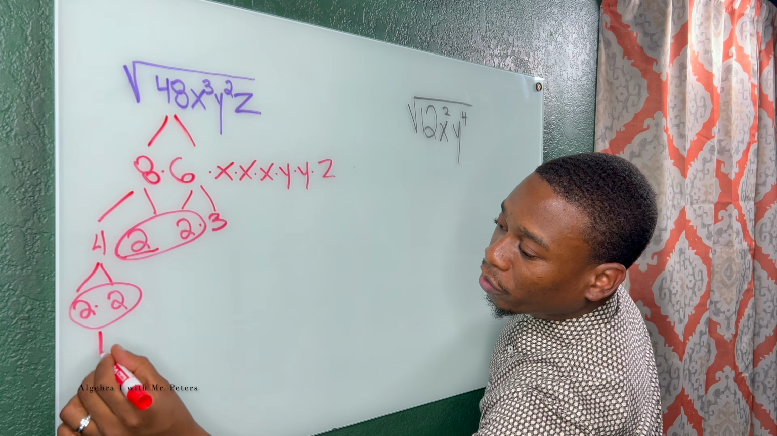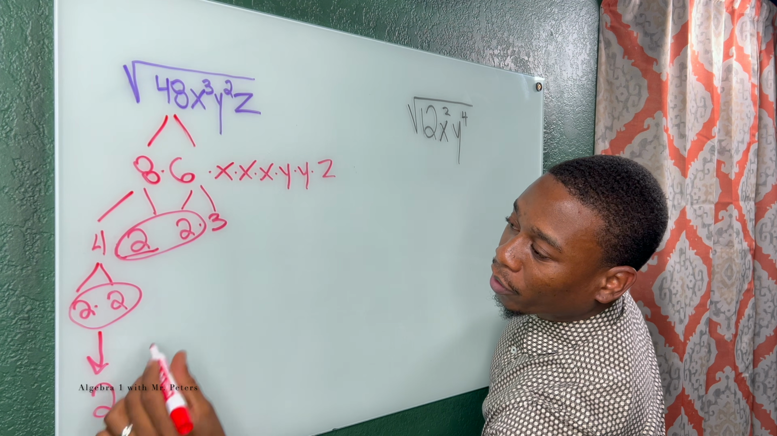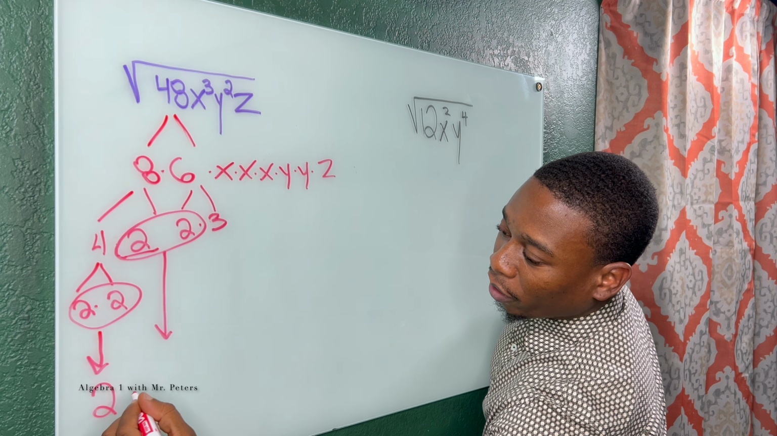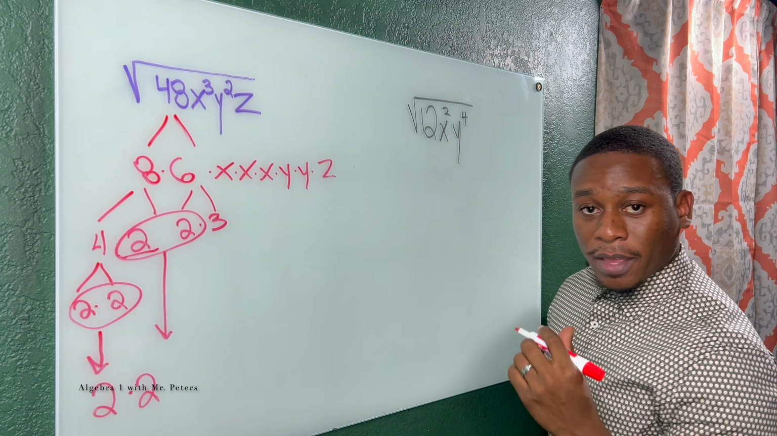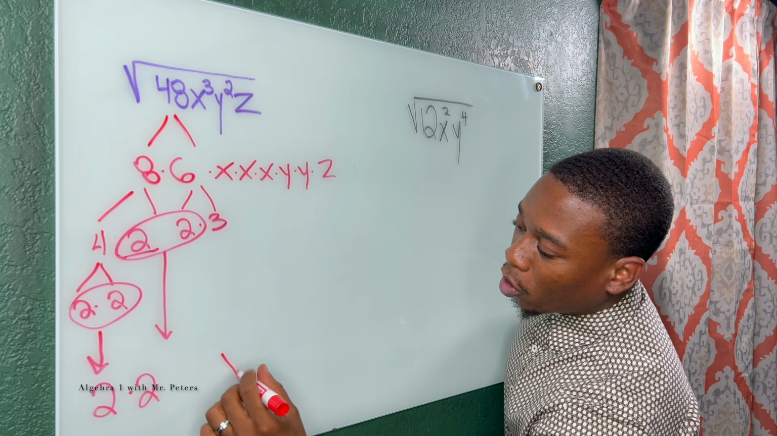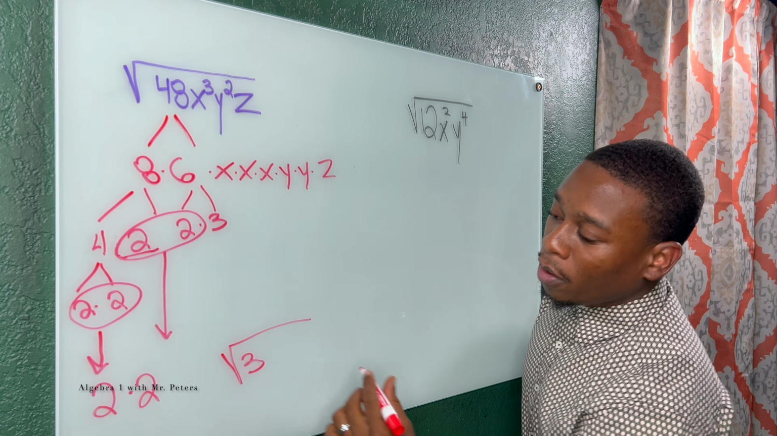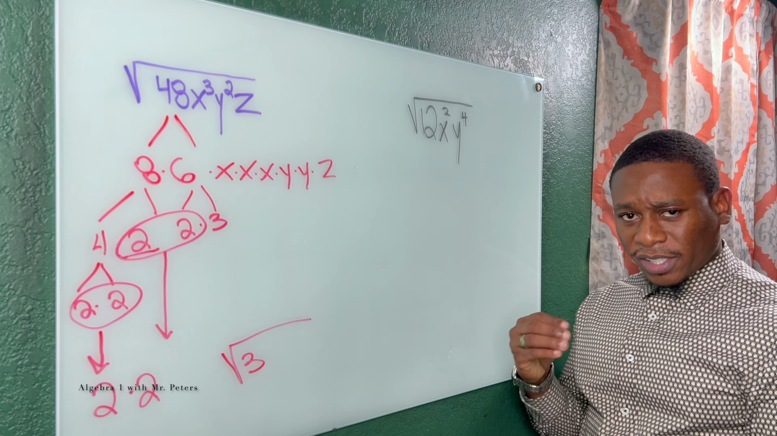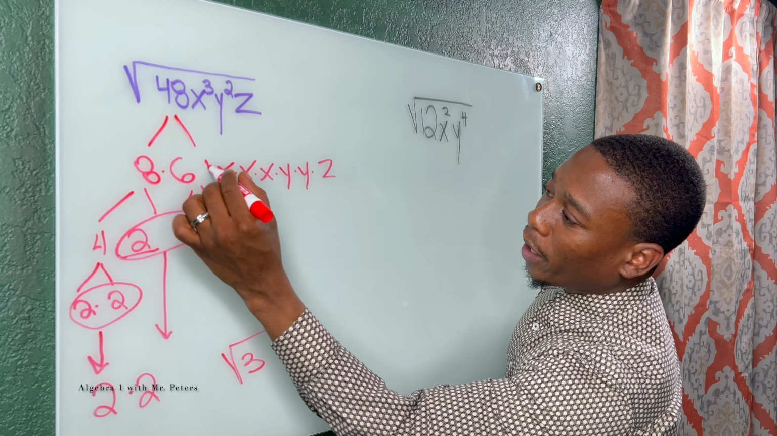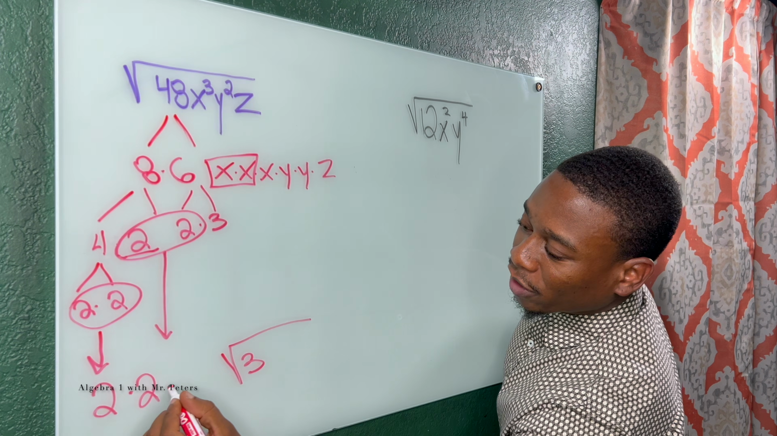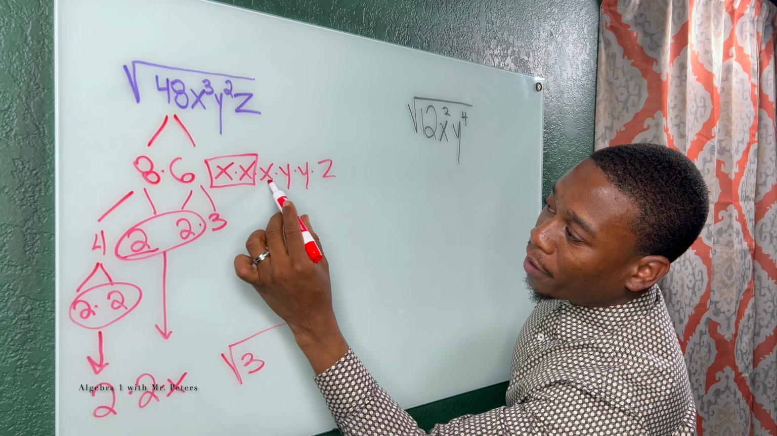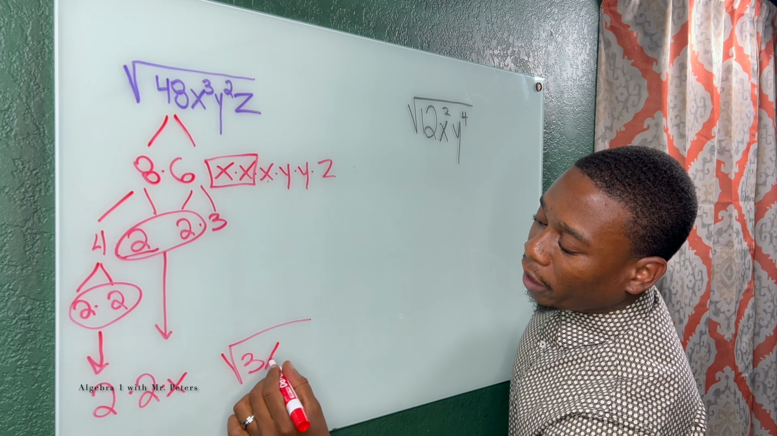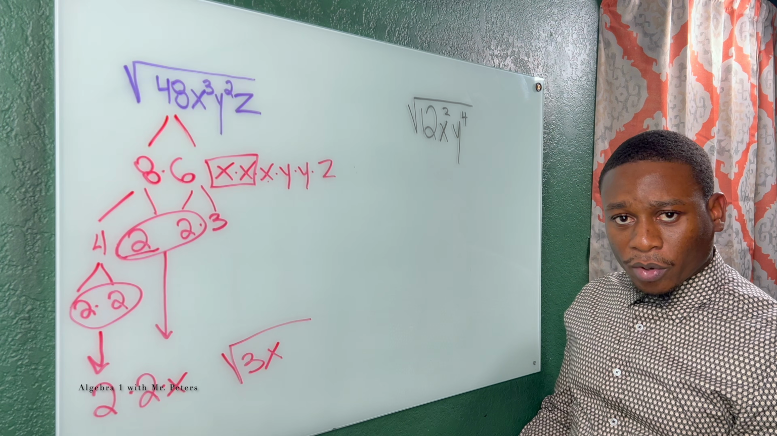We have one pair of 2, so this comes out the radical. Our second pair comes out as well. And then now, under the radical, we know we have that 3. Now when we focus on the variables, the same thing applies. So we have 2 x's, this comes out as x. That third one, because we don't have a pair, it stays under the radical.